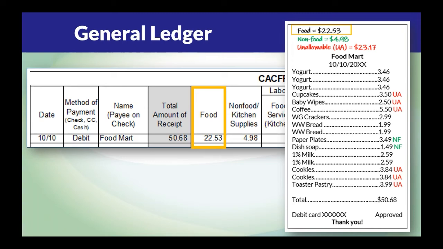In the next column, record the total food cost. In this example, the total food cost is $22.53. In the next column, record the total non-food kitchen supply costs. In this example, the total kitchen supply cost was $4.98. As you enter receipts in the CACFP General Ledger, it will add up your monthly food program expenses and will provide a summary to use when completing the CACFP financial reports.